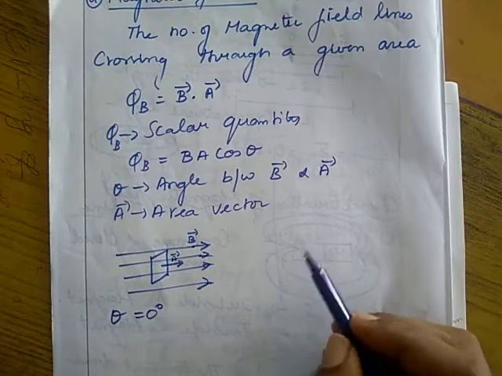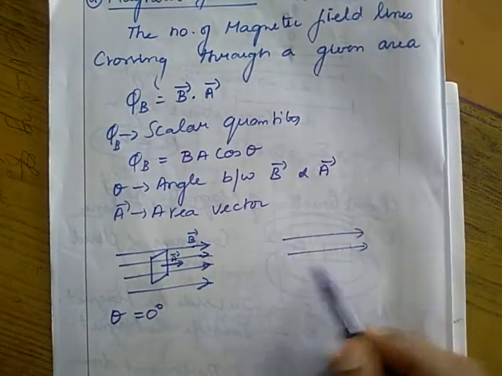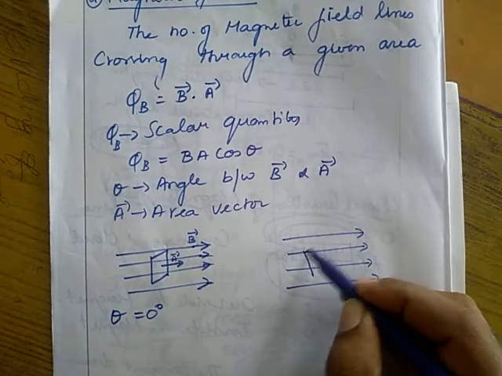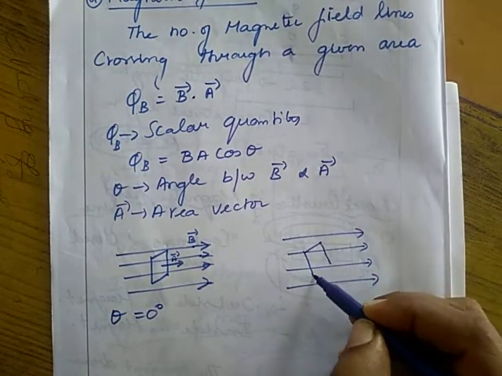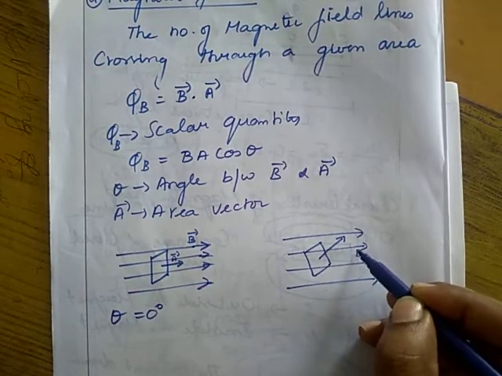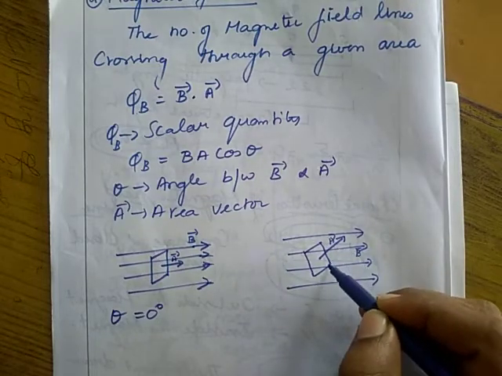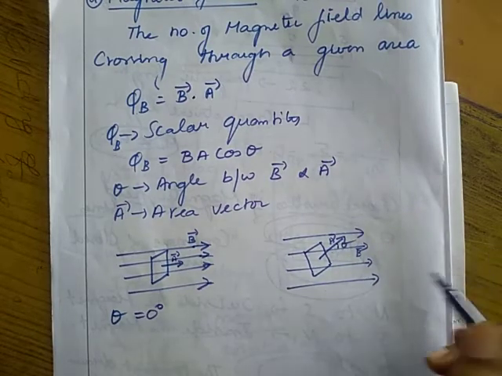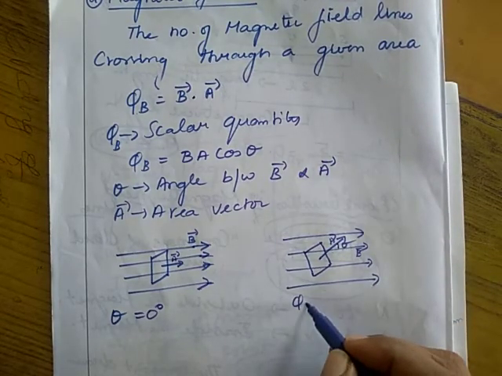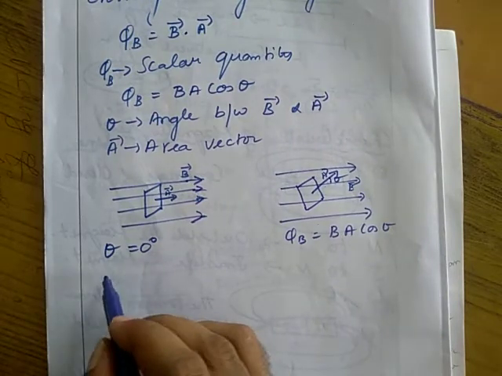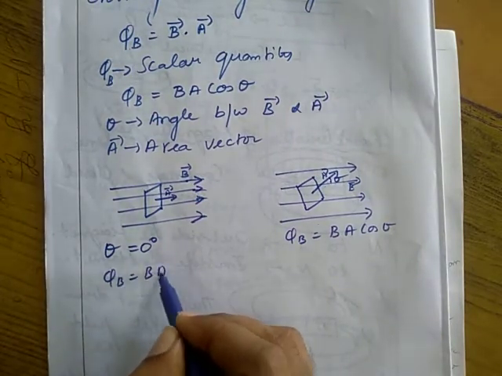If suppose I place the magnetic field like this, then this is the area vector and this is the magnetic field vector. Then the angle between the area vector and magnetic field is theta. Then we can write flux phi B is equal to B A cos theta.